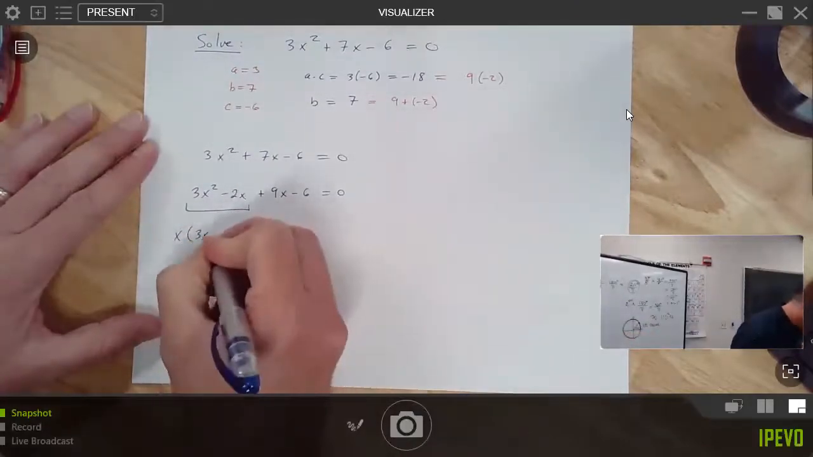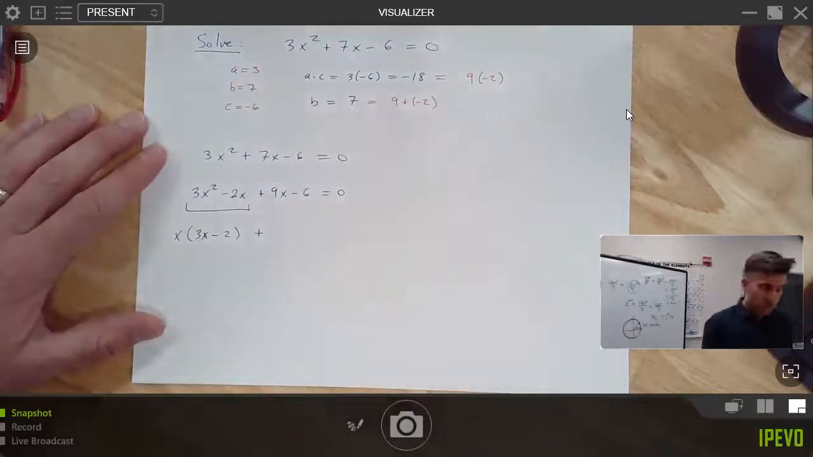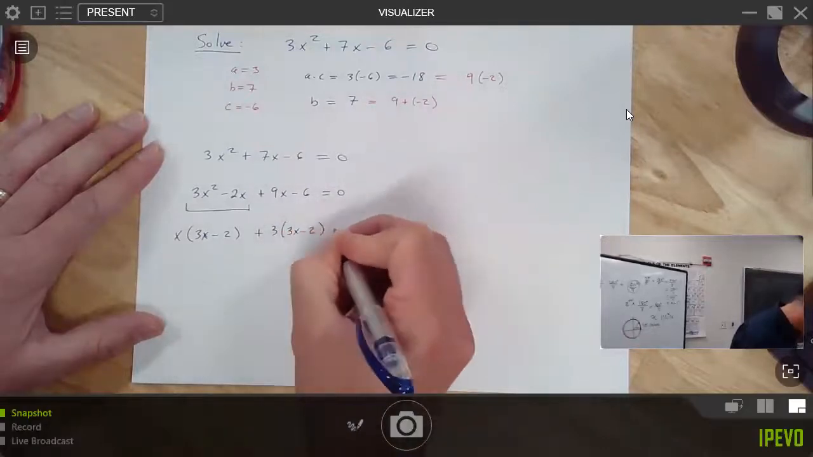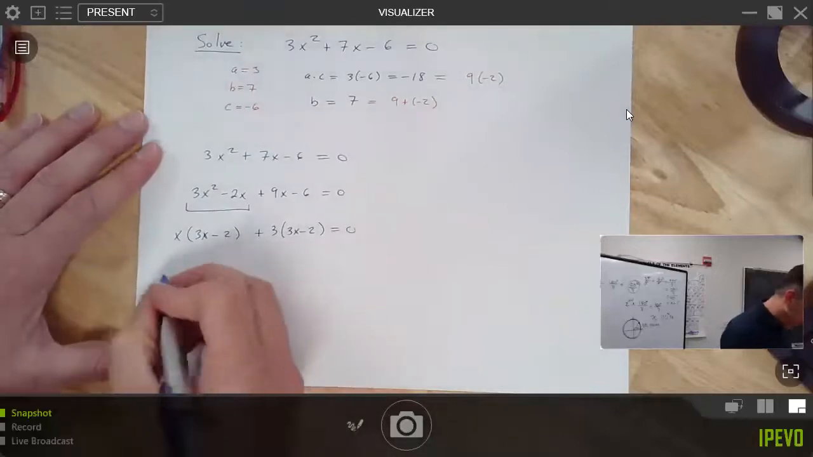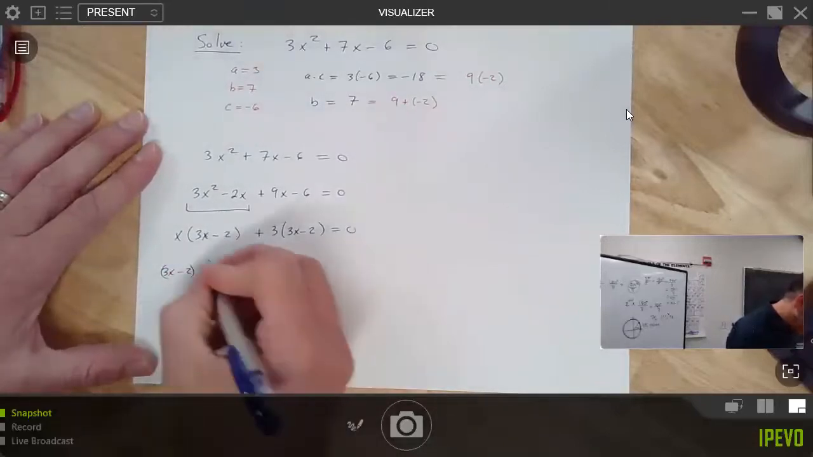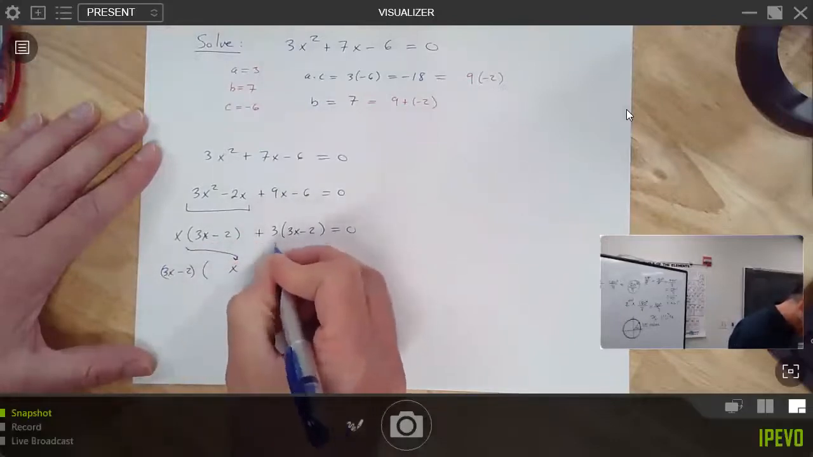I'm left with a 3x minus 2. From these pieces, I can factor out a 3. And I'm left with, oh good, a 3x minus 2. Otherwise, I'd be in trouble. And then from both of these, I can factor out a 3x minus 2. And I'm left with an x plus 3.